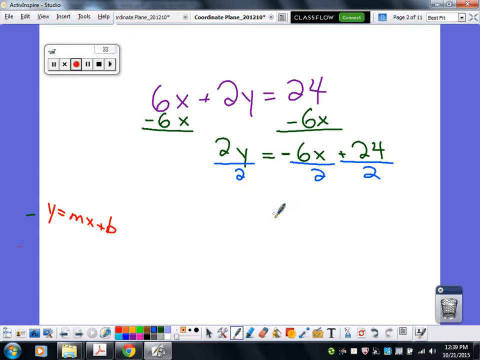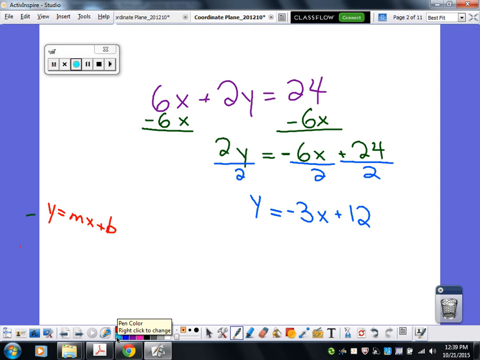When I do that, bring down the equal sign. What am I left with on the left-hand side? 1y, which is the same thing as what? Y. So I get y equals, then on the right-hand side, negative 6x divided by 2 is negative 3x. And then next to that, I have 24 divided by 2, which is positive 12. So I write plus 12. Absolutely. Am I in slope-intercept form? Yes. Very good. That's it.